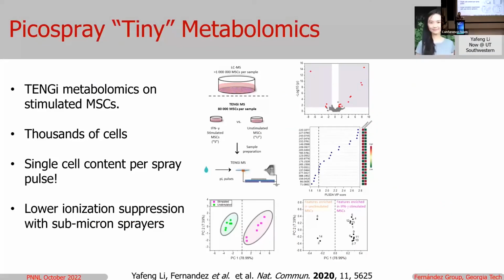The fact that it's pulsed allows you to do what we jokingly call tiny metabolomics. So we want to do metabolomics on very small volumes. Okay, so we've done metabolomics on smaller and smaller numbers of stem cells. And this is a paper that came out about 2 years ago showing that you can do metabolomics on lower numbers of stem cells. And one thing that we learned when we did this experiment is that the sensitivity was so good that effectively it may be possible to do single cell metabolomics.